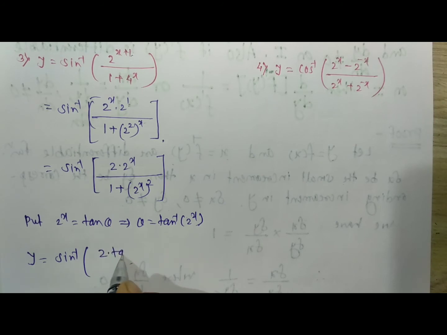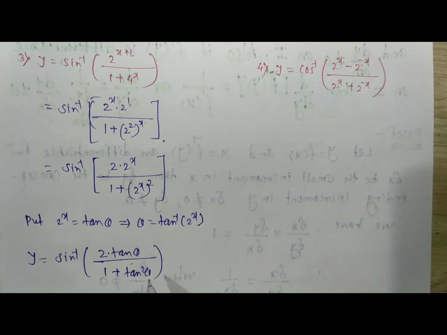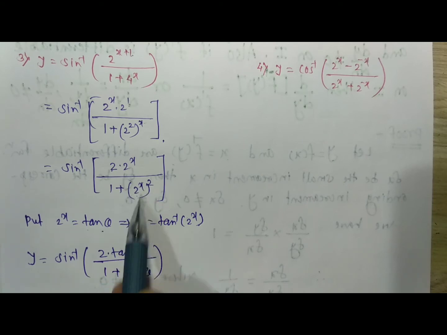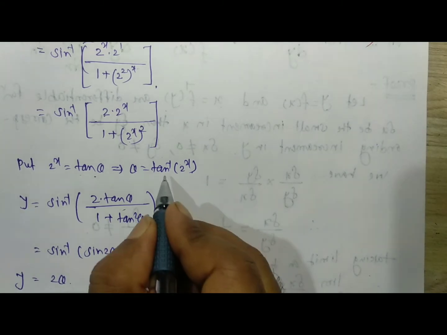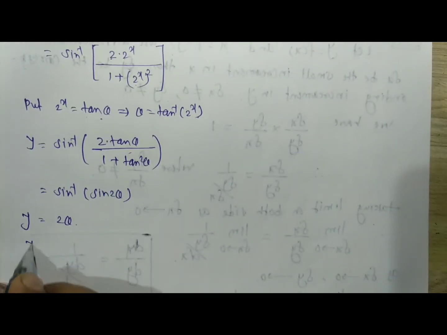By this substitution you will get y is equal to sine inverse inside the bracket 2 into tan theta divided by 1 plus tan square theta, because 2 raised to x is tan theta, and 2 raised to x whole square is tan square theta. 2 tan theta divided by 1 plus tan square theta is nothing but sine 2 theta, and therefore sine inverse of sine 2 theta, sine inverse and sine cancel each other, y is equal to 2 theta. But theta is nothing but tan inverse 2 raised to x, and therefore y is equal to 2 into tan inverse 2 raised to x, and this is your composite function.